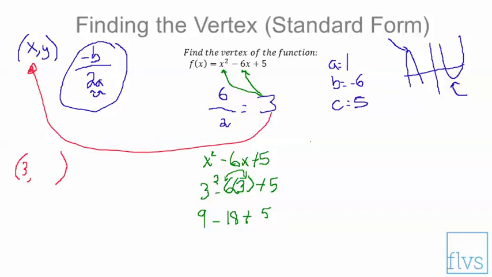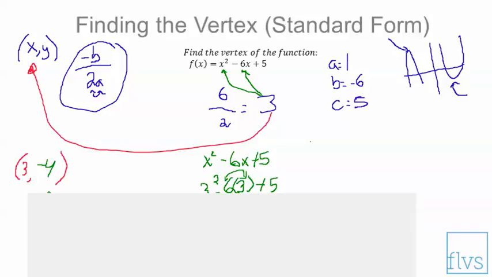So now I've got just my constants left, 9 minus 18 plus 5. So 9 minus 18 is negative 9, plus 5 is negative 4. So that value is my y.